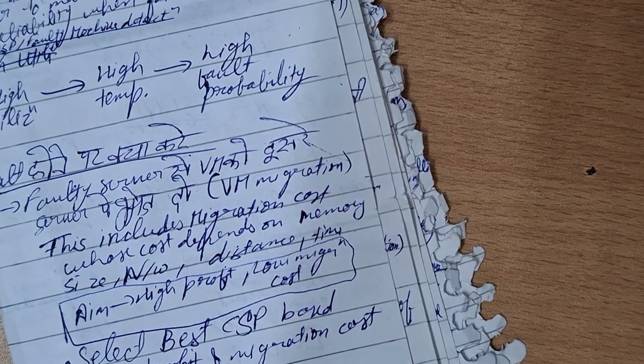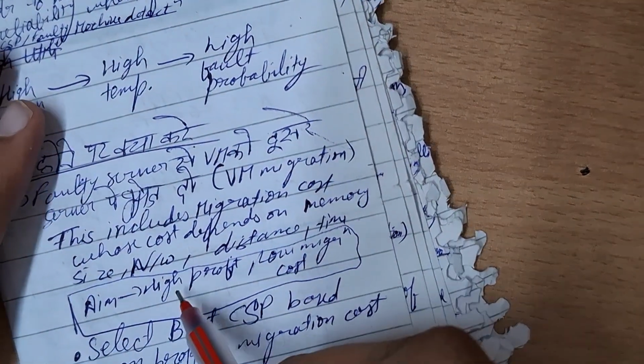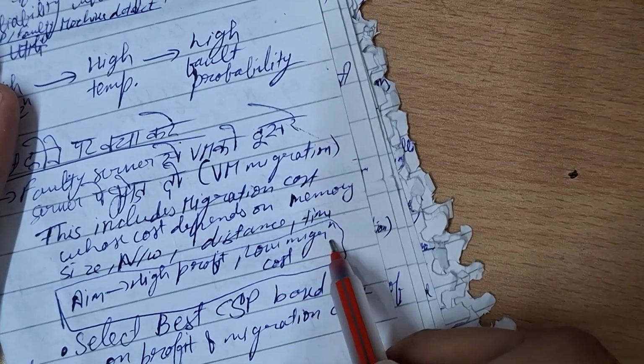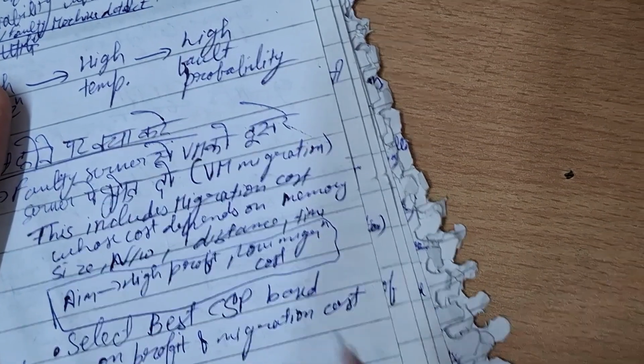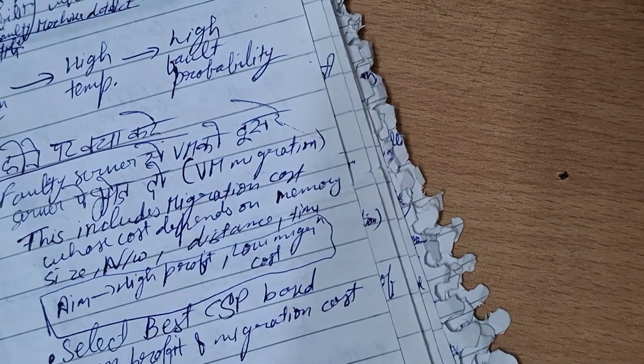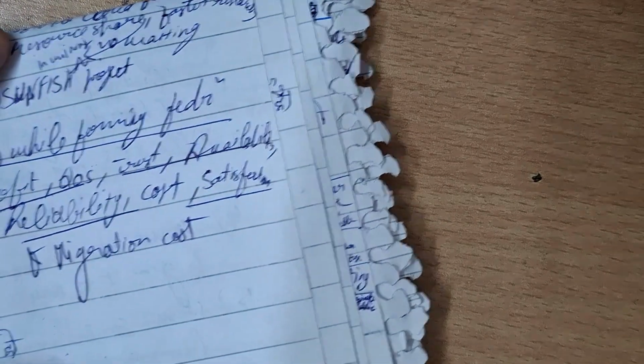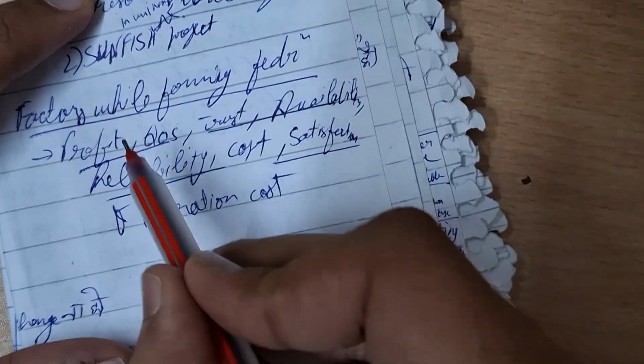Basically, the aim of the CSPs in the federation is to gain high profit with low migration cost, which will decide their quality of service. So while forming the federation, the factors one CSP has to consider are, first, profit.